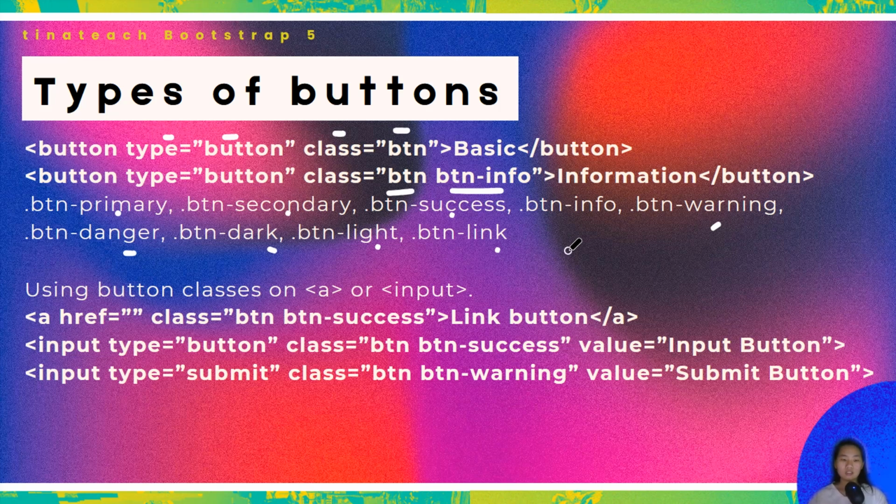So once we got that done, let's move on to this. You can actually use the button classes for the a tag and the input tag of the HTML form tag as well. So href, I'm just going to leave it blank, class btn btn-success, and then, right, that is a link button. That's how you do a link button. Next up is input type button, class btn. We're going with green, btn btn-success, value input button, right?